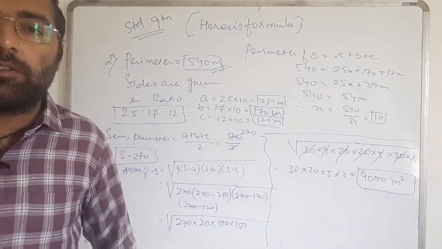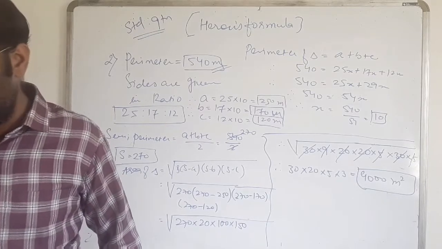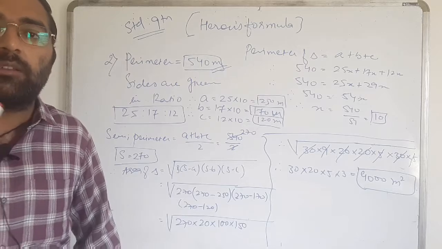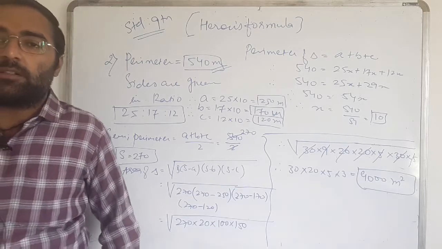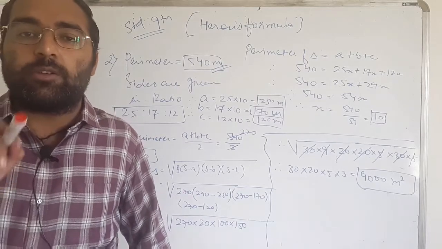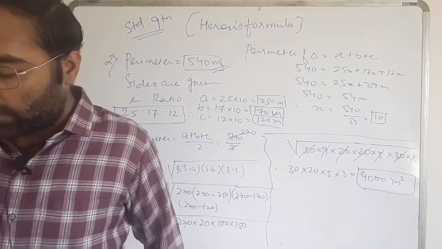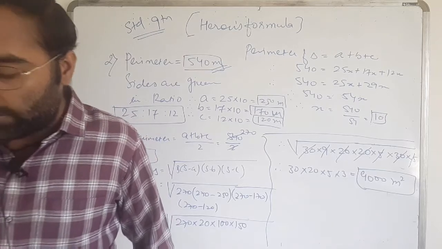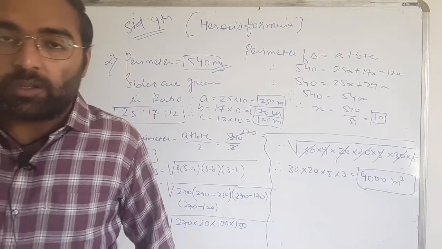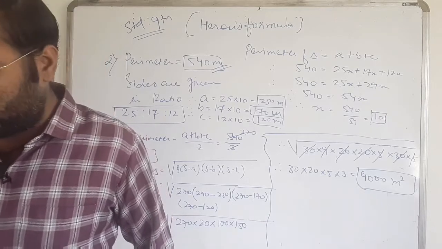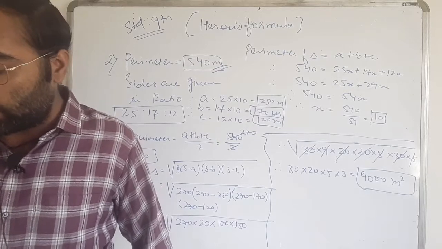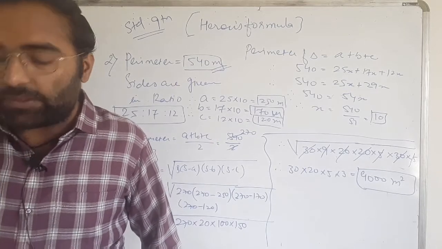One similar question, students, is also given in your textbook. Please check which questions are given in your textbook, this kind of question. Please note down this question as homework. The perimeter of a triangle is 300 meters. If the sides of the triangle are in the ratio 3:5:7, find the area of the triangle.